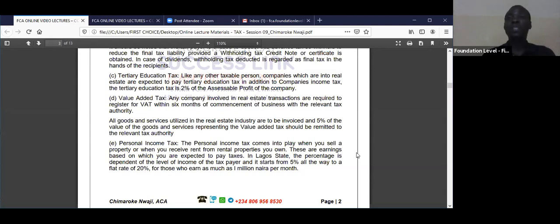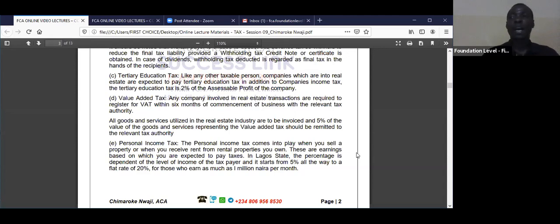So all companies, whether you are on 0% CIT, 20% CIT, or 30% CIT, you are expected to pay your 2% assessable profits. Also, one thing about company income tax: if you pay within 3 months after the end of your company's accounting year, that means you pay 90 days early, because normally you are given 180 days, which is 6 months, to prepare and file your tax. If you can do that within 90 days, you are given a 2% discount on what you are supposed to pay.